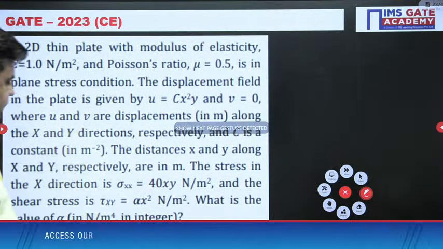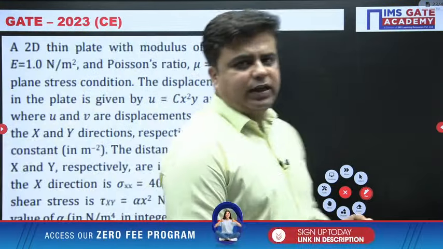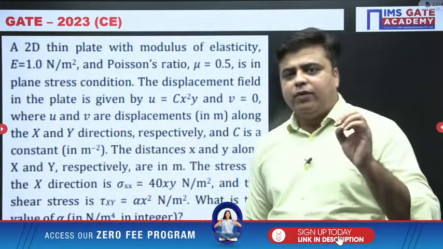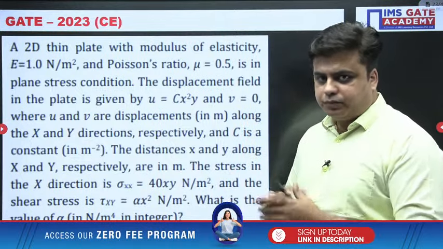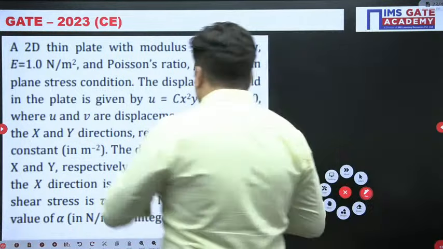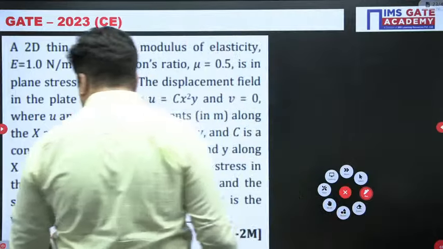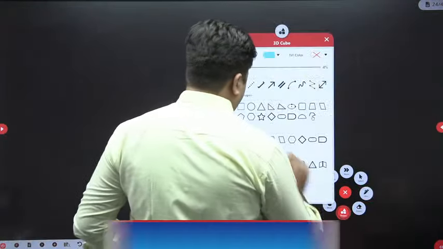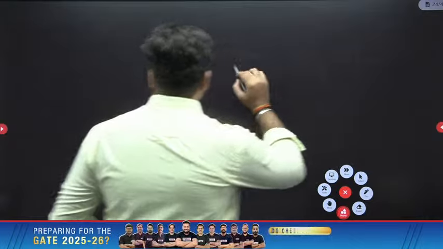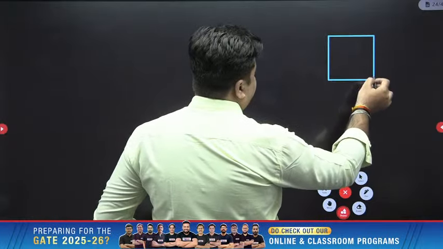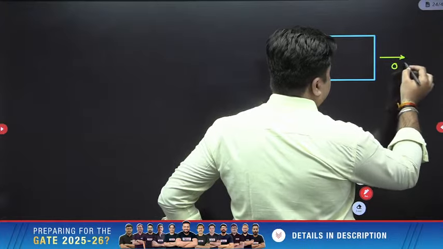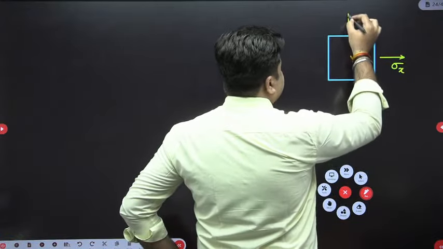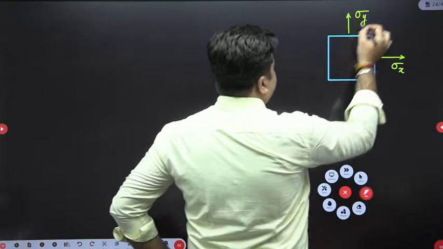This is one of the most fantastic questions. Every time I solve this question, I want you people to solve it properly. Here, just two things. If you have a biaxial state of loading, for example, this is your biaxial loading, sigma x and sigma y are given to you.